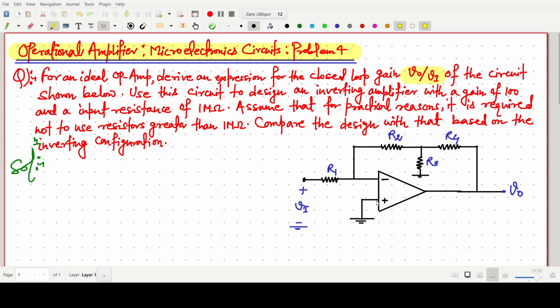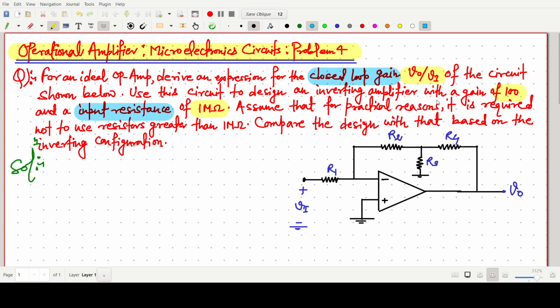This one is an inverting kind of amplifier, having four resistors R1, R2, R3, R4. Use this circuit to design an inverting amplifier with a gain of 100, and the input resistance should be 1 mega ohm. And we have to find the closed loop gain.